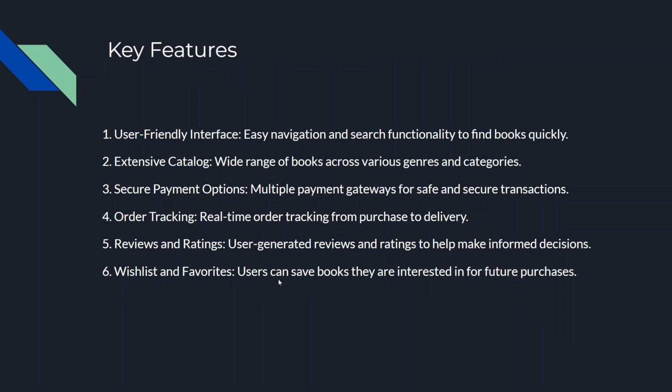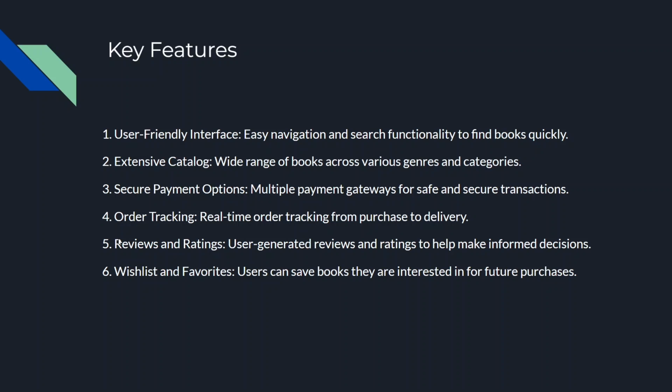What are the key features that we are going to provide in our application? First, a user-friendly UI, which is very important for user navigation, and search functionality to find a book quickly. Second is an extensive catalog, with a wide range of books across various genres and categories. Third, a secure payment option, with multiple payment gateways that we are going to integrate, like PayPal, Stripe, and Razorpay, etc., if you want. And the fourth one is order tracking.